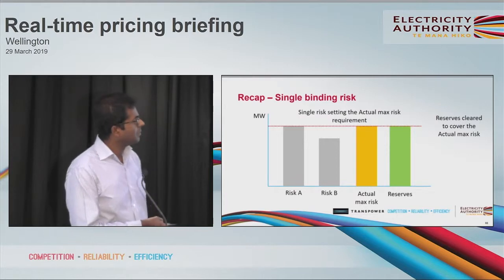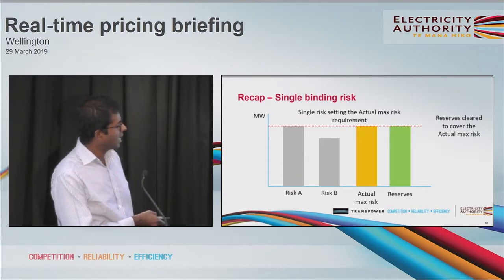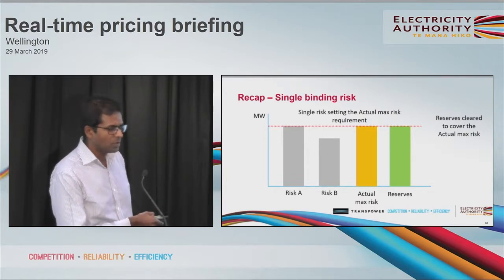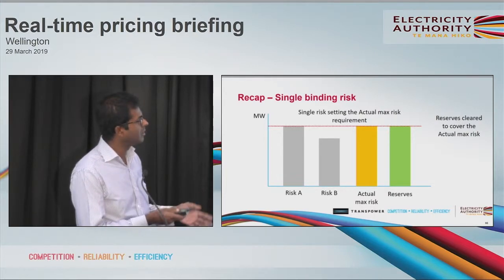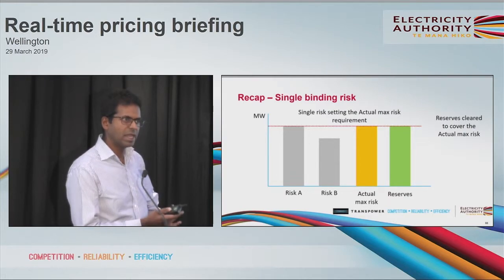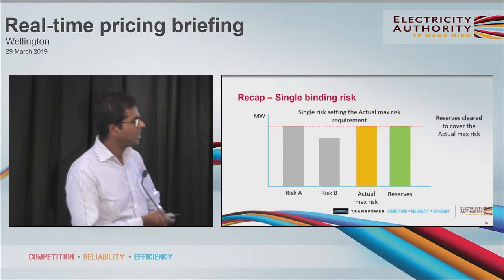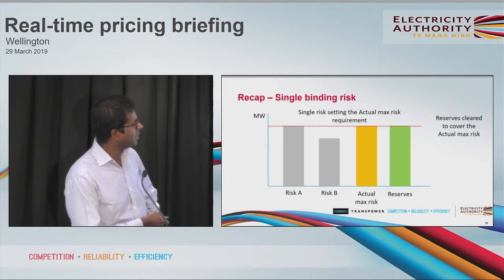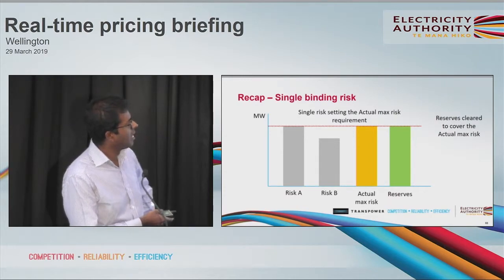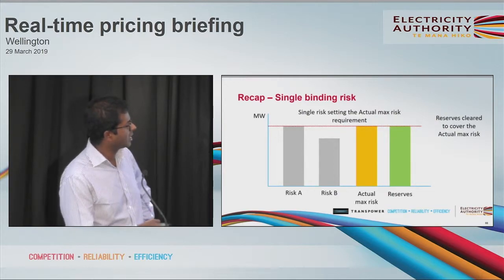So this is the example that when SPD gets to this solution, it's basically saying this is the best solution I could get to given what you told me, because I'm optimizing based on what you indicated were the offers and the bids and all the constraints I have. This is the best solution I could get to. There's no other solution that's better than this. That's essentially what it's saying. And at the solution, risk A will be setting the actual maximum risk, and we'll be procuring reserves against that.